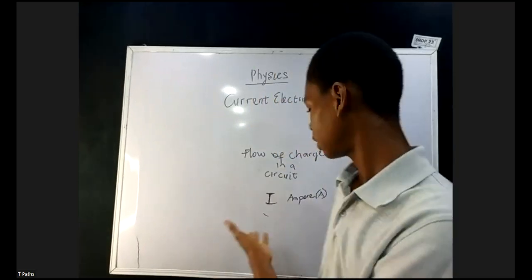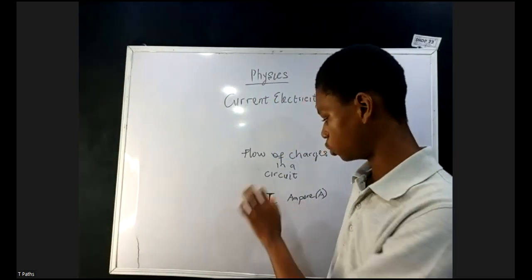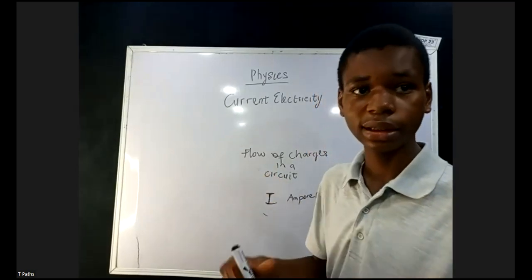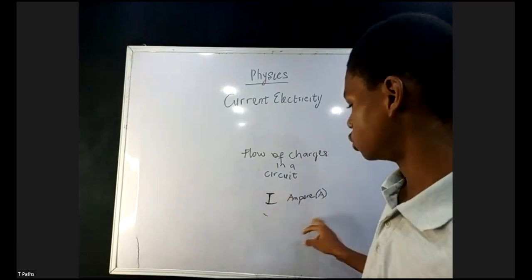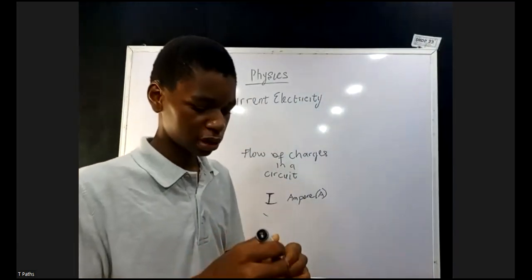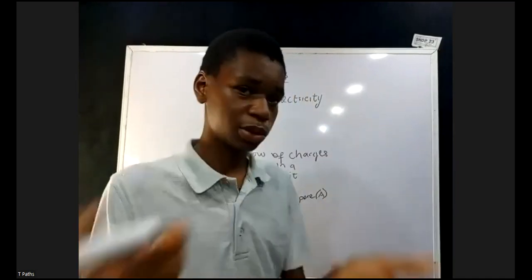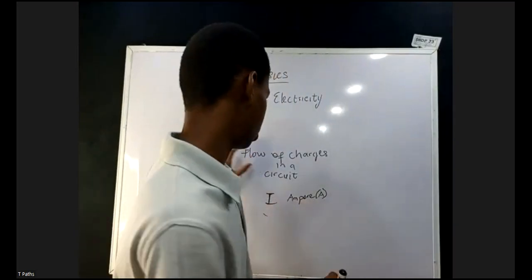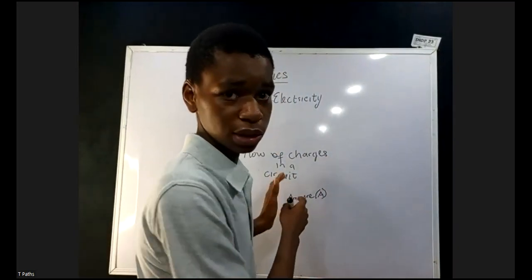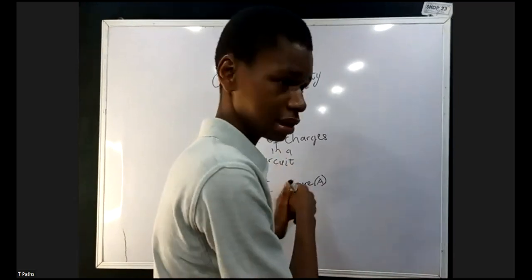So when you see an uppercase I, this is electric current, and it is measured in ampere. Ampere is the unit of electric current. As UTME students, you're working with keynotes, so you should understand them like that. Electric current is the flow of charges in a circuit, represented with an uppercase I, and its unit is ampere.